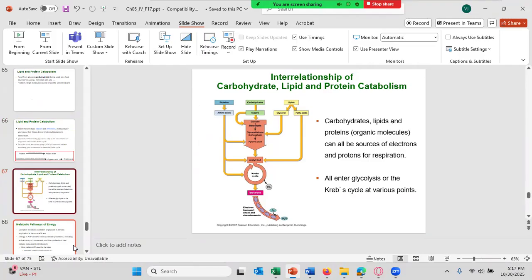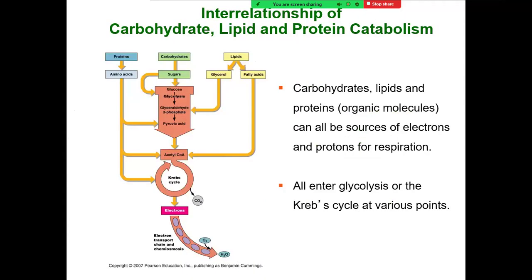All right, let's talk about the interrelationships of carbohydrate, lipid, and protein catabolism. I've talked about it as if they are independent. That's not entirely the truth. It is true that proteins will be digested into amino acids, and then depending on the amino acid, some of them will enter late in glycolysis, some of them will be converted into acetyl coenzyme A and then enter the Krebs cycle. Others will be converted into a late intermediate of the Krebs cycle and then enter the Krebs cycle.